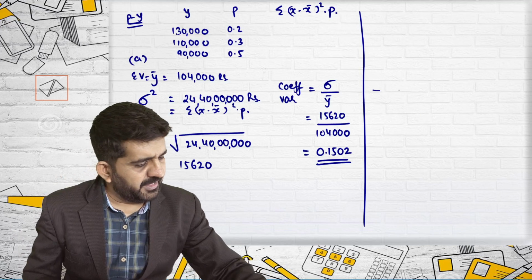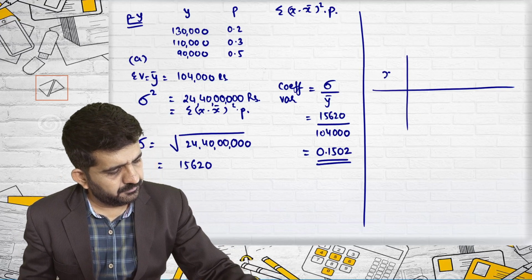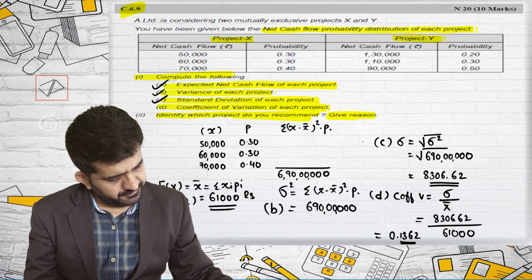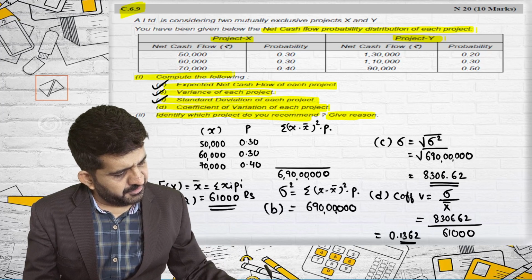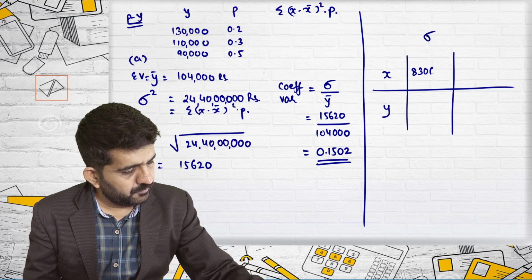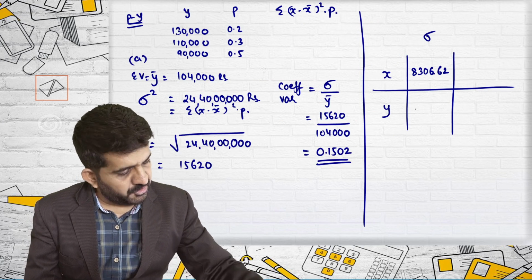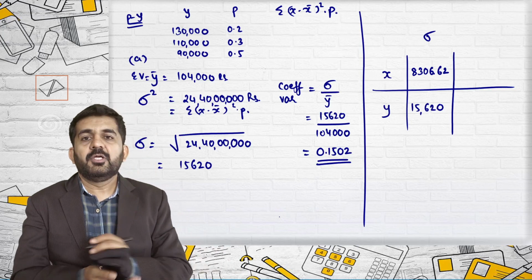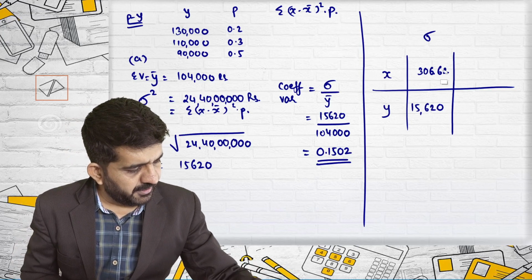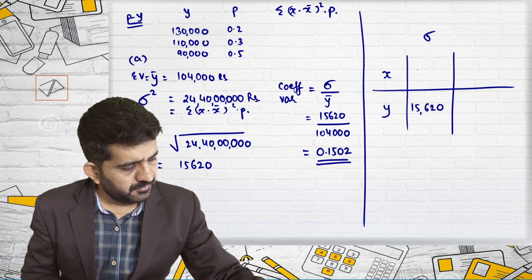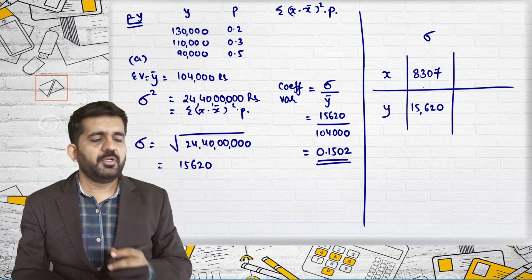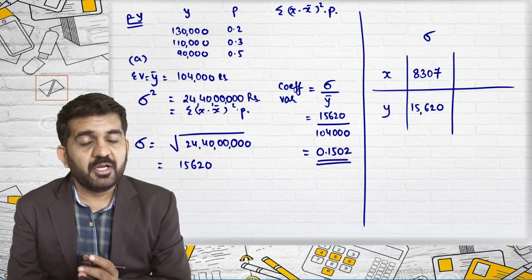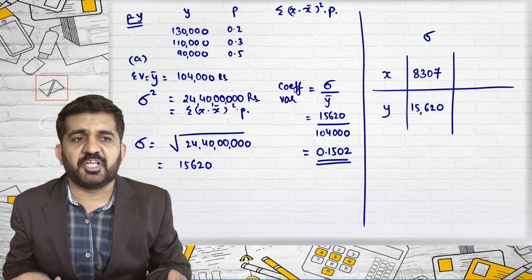I'm just making a comparative presentation of X and Y. Standard deviation of X is 8306, approximately 8307, and standard deviation of Y is 15,620. If you compare these two figures, you will feel that project Y is more risky. Now here we are only measuring risk. We are not measuring any return.